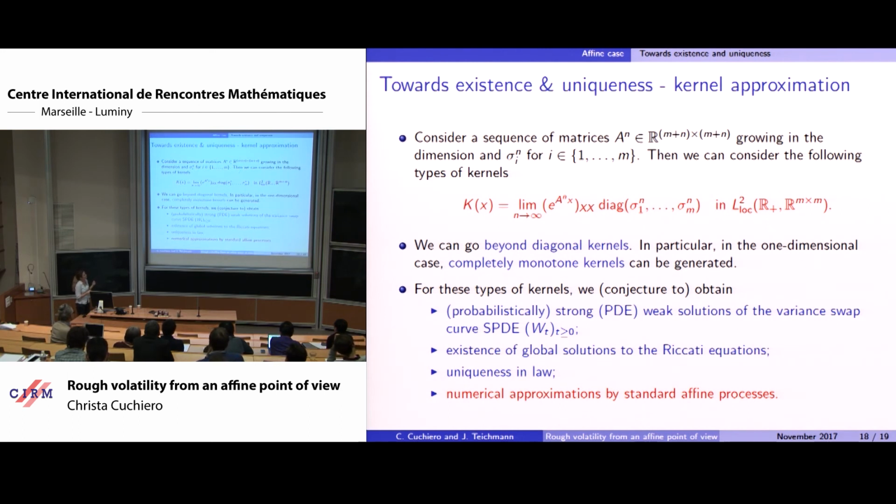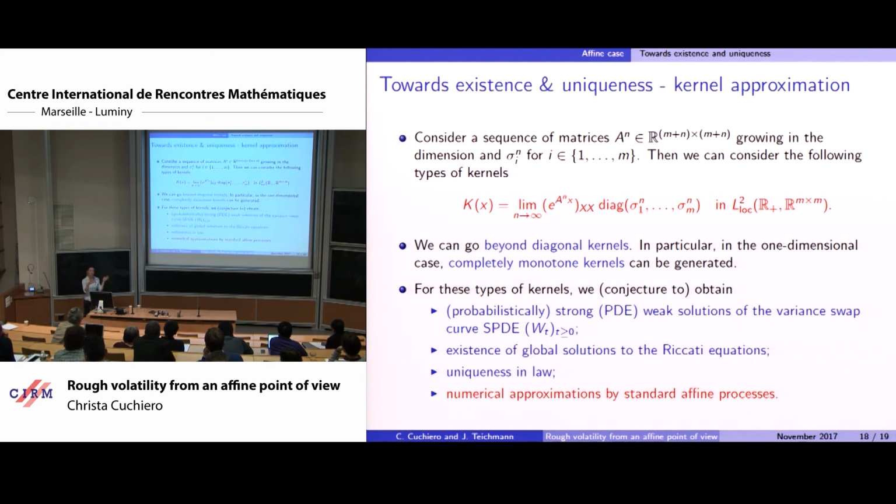We can make them grow to infinity so that we get a singularity at zero and take even here some matrix which corresponds to the generator of a Markov process. So we can go beyond diagonal kernels, and we can in particular generate completely monotone kernels with that. And for these types of kernels, we conjecture, Josef is sure, I conjecture, that we have probabilistically strong, in PDE sense weak, solutions to this variance swap curve SPDE, also existence of the Riccati equations, and then, of course, uniqueness in law.